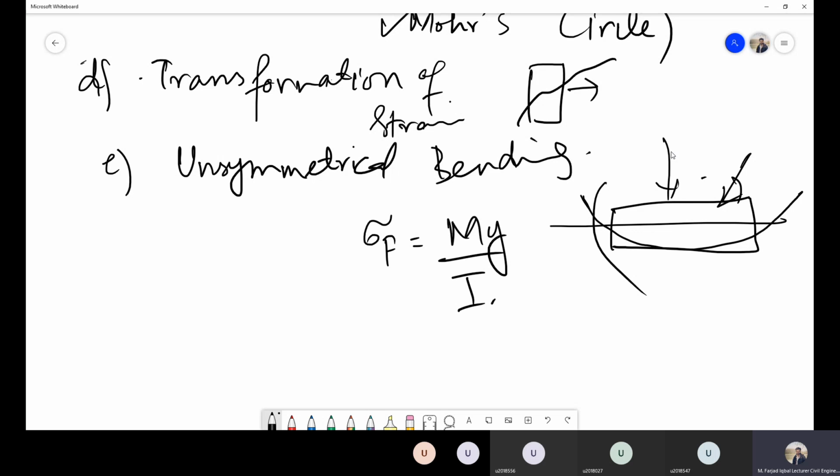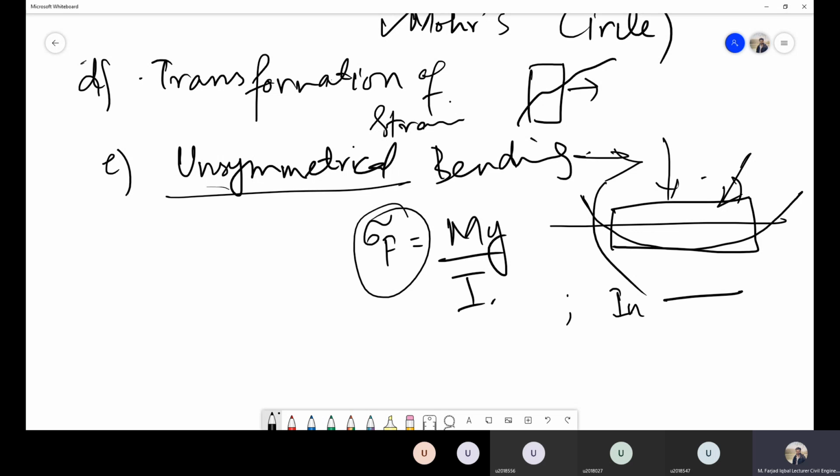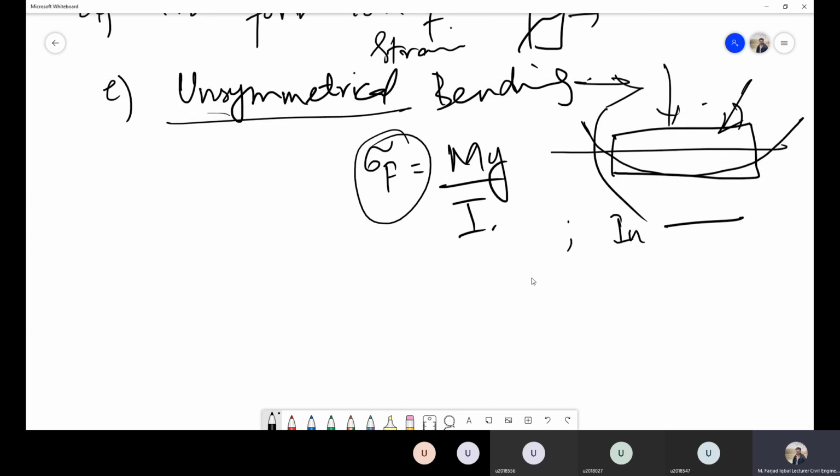To study the combined effect of this deflection, this type of bending is called unsymmetrical bending. To figure out the stresses in the case of unsymmetrical bending, we will study this particular topic, and we will calculate the stresses and the inclination of the neutral axis and these kinds of things. This is one of the major topics and carries the highest weightage in the exam, even in the quizzes as well.